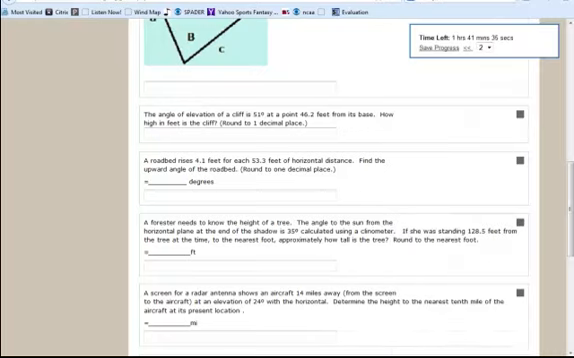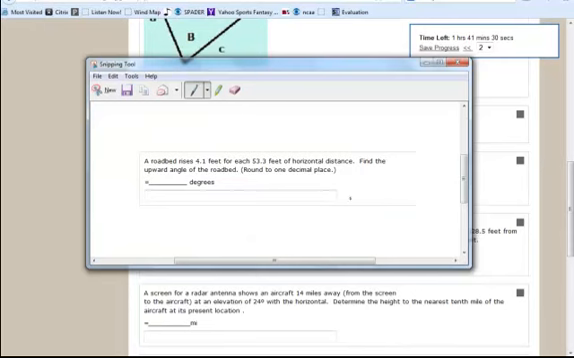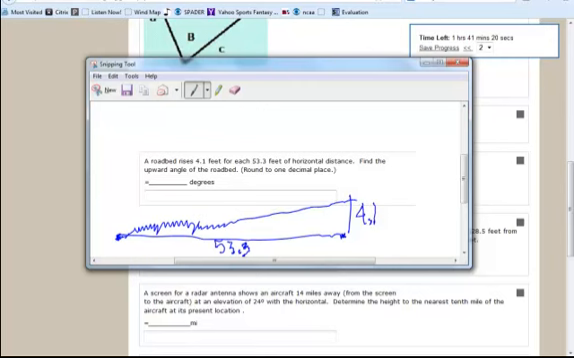A roadbed rises 4.1 feet for each 53.3 feet of distance. Find the upward angle. So what we want to do is we're looking for the angle.